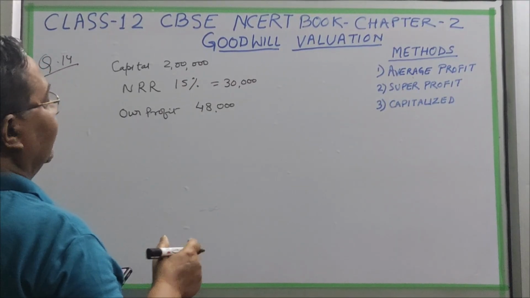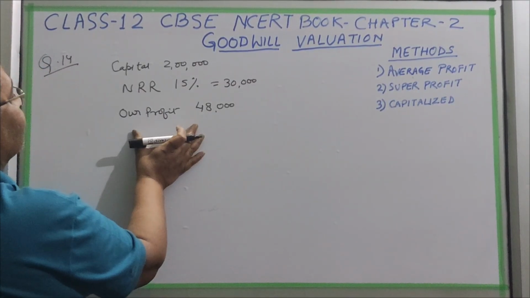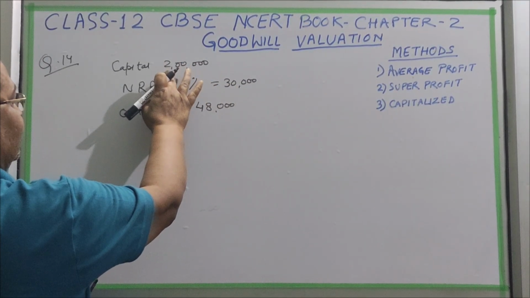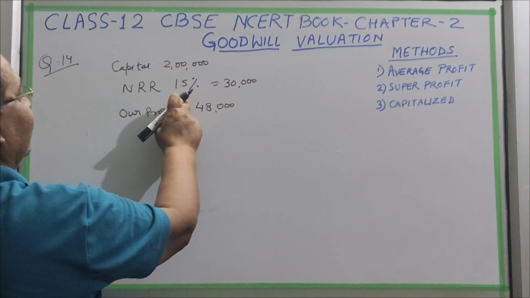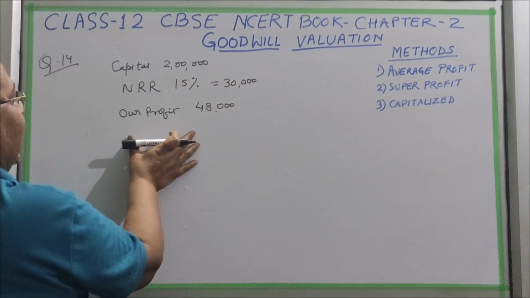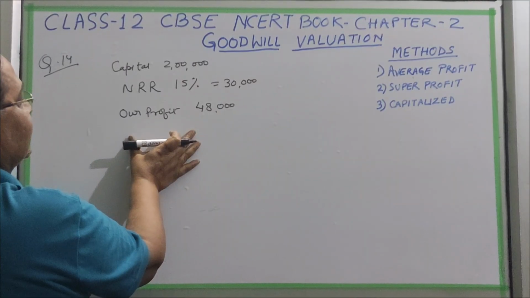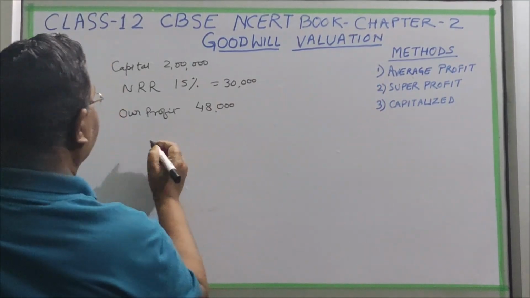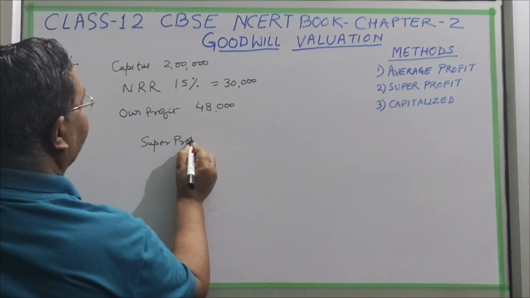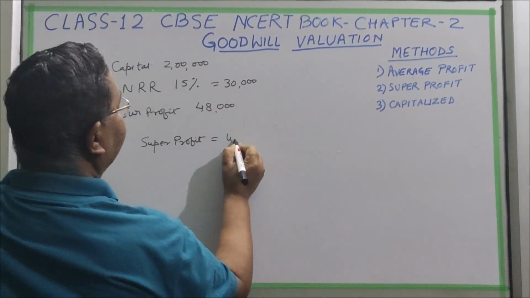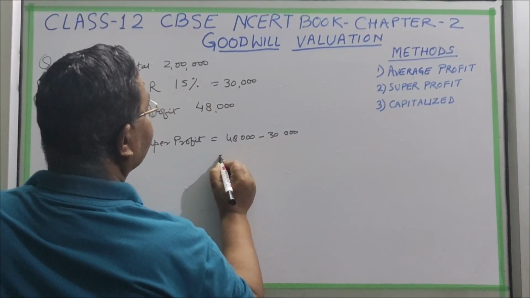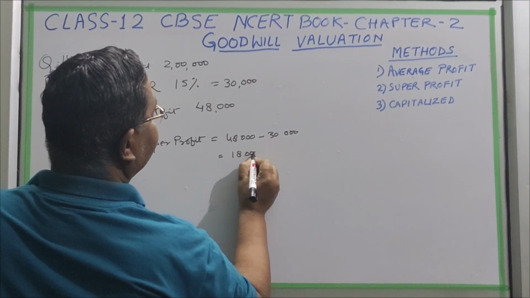and goodwill is 3 years purchase. So here you see normally a firm investing 2 lakhs rupees gets 15% return. It means 30,000 rupees they are earning, whereas our firm is earning 48,000. So what is the super profit? Super profit means what extra you are earning. So super profit will be equal to 48,000 minus 30,000, means 18,000 extra you are earning.